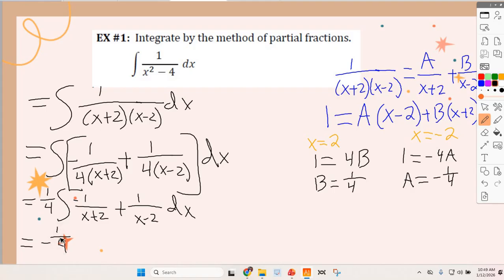If we did u sub, what would we let our u be? X plus 2. Okay. So du would be dx. And so we would end up with 1/u, which the antiderivative of 1/u is natural log of the absolute value of u, which in this case we said was x plus 2. Would we get something similar for the second one? Yeah. Because it's going to be a plus 1/4 natural log of the absolute value of x minus 2. And this is an indefinite integral, so I get a plus C.